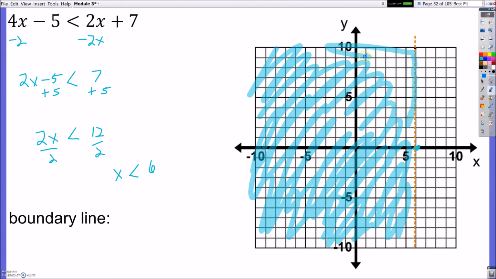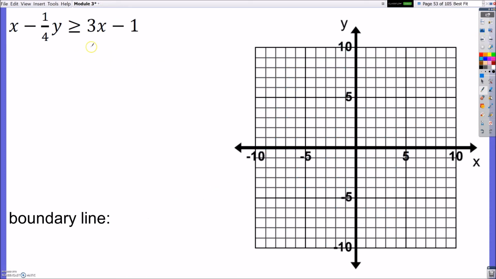So all this would be shaded. And basically what this means is any point I choose over here would make my x value less than 6 true. So if I plugged in 0, is 0 less than 6? Yes, that is true. Is -5 less than 6? That is true. But if I plugged in a point like 10, is 10 less than 6? No, that is not true. And as a boundary line, it just wants to know the equation of this line. And that would just be x is equal to 6.